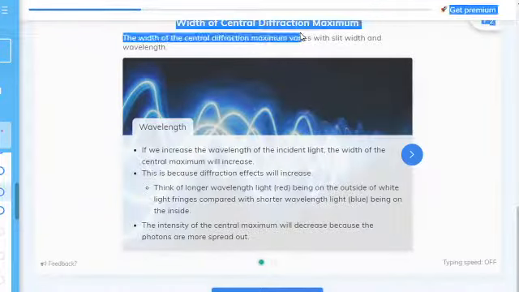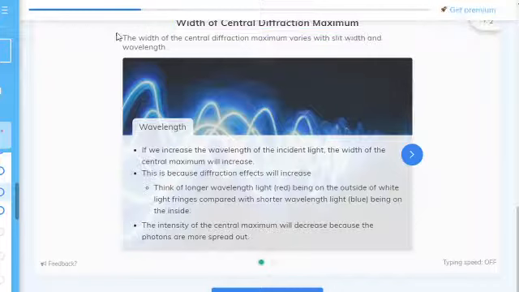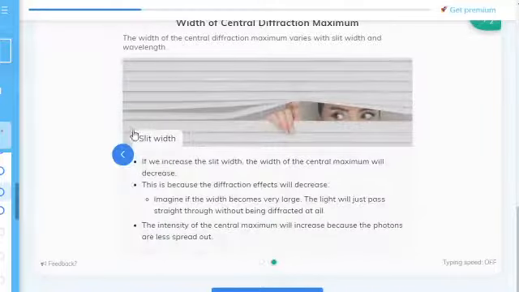Width of central diffraction maximum. The width of the central diffraction maximum varies with slit width and wavelength. If we increase the wavelength of an incident light, the width of the central maximum will also increase. That's because diffraction effects would also increase. Think of a longer wavelength light, so red, being on the outside of a white light fringe compared to a shorter wavelength being on the inside. The intensity of the central maximum will decrease because the photons are more spread out.